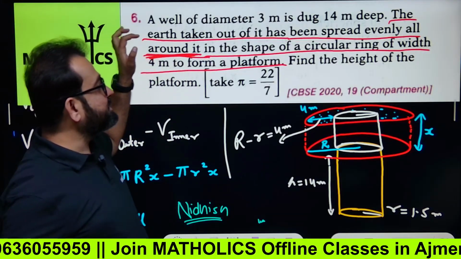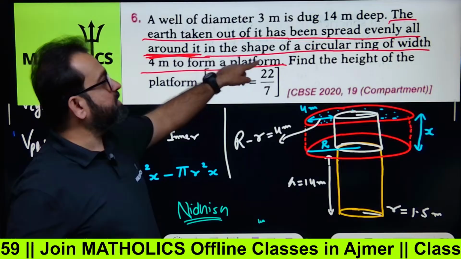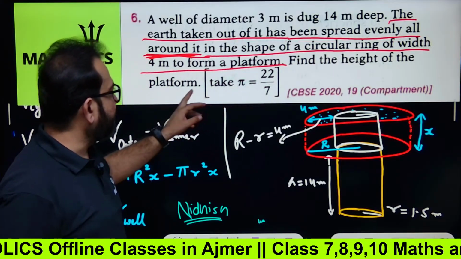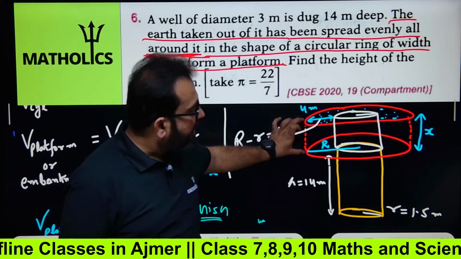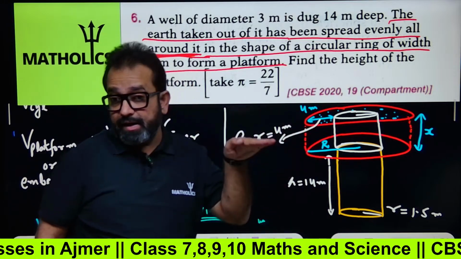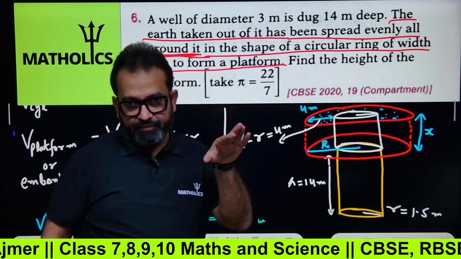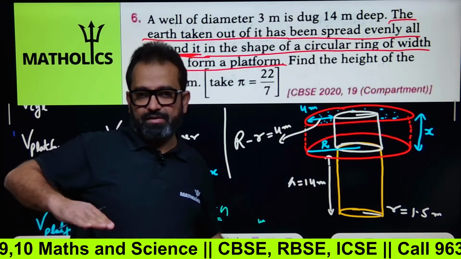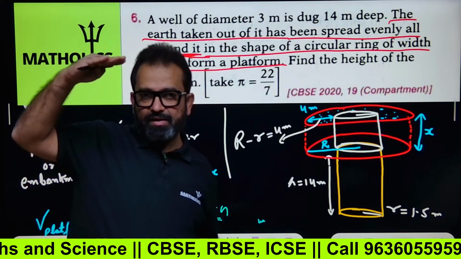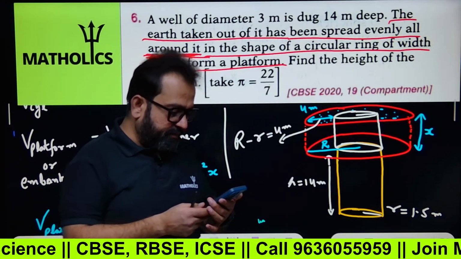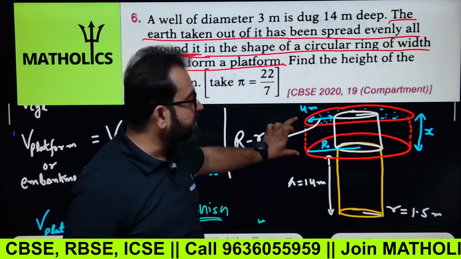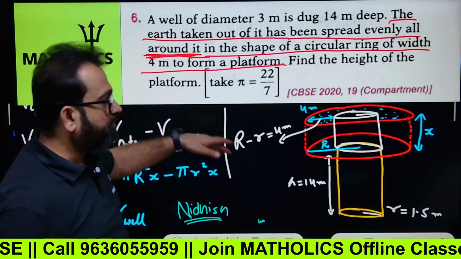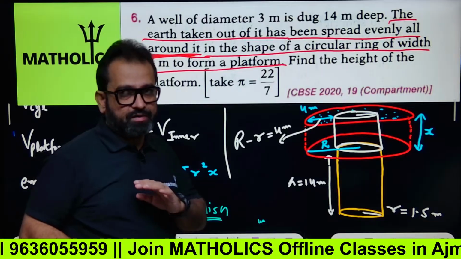In the shape that is evenly spread all around it in the shape of a right circular ring of width 4 meter to form a platform. Find the height of the platform. Now you have to just find this height of the platform, how high that platform will actually go. If you put sand around a circular tank, it will increase its height in this manner. Yes or no? Yes. So that's what you have to find, the height of this increased embankment or platform, whatever you can say. Embankment or platform is one and the same thing, right?